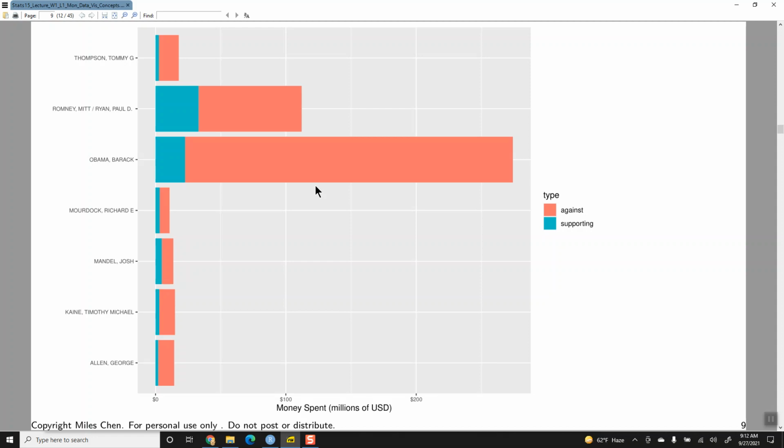Is anyone from a swing state like Ohio or Pennsylvania or anything like that? Where are you from? North Carolina. Okay. And so those of us who grew up in California, you're kind of lucky in that you've been shielded from so much political advertising.